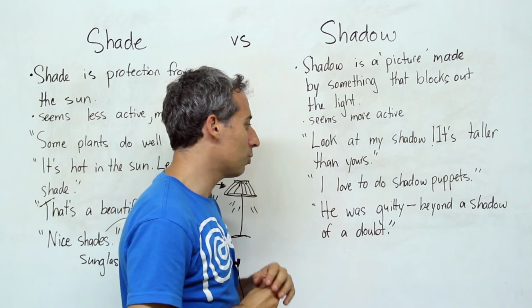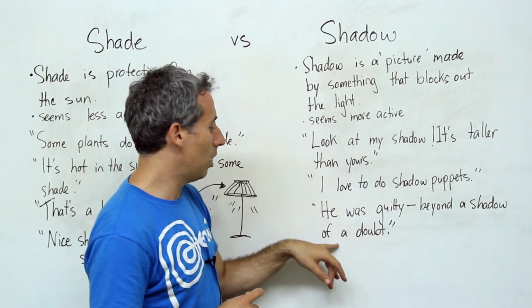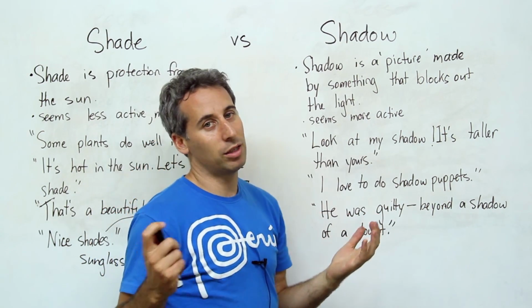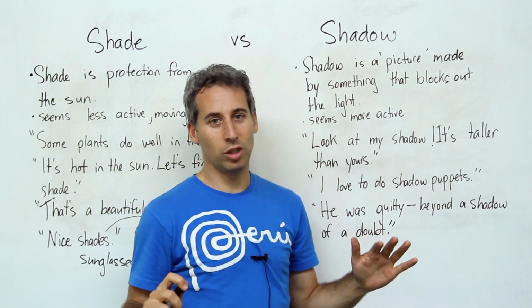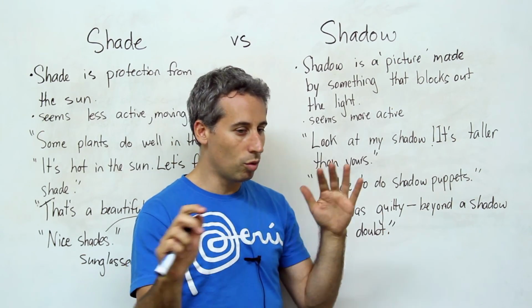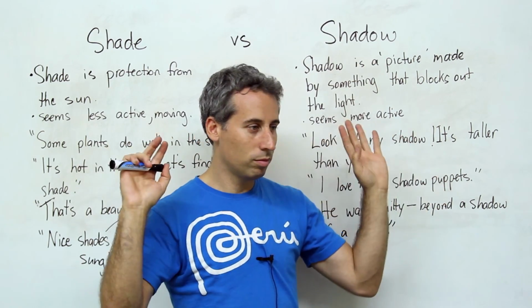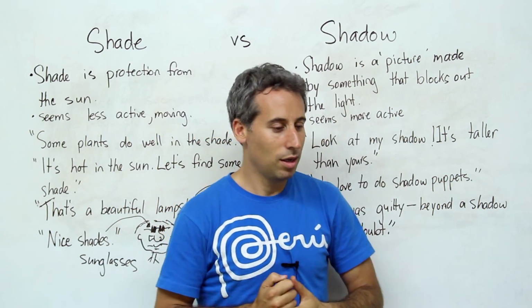And here's a little expression. He was guilty beyond a shadow of a doubt. And that simply means, without question, he was absolutely, completely guilty. There's no ifs, ands, or buts. It's just he's completely guilty.